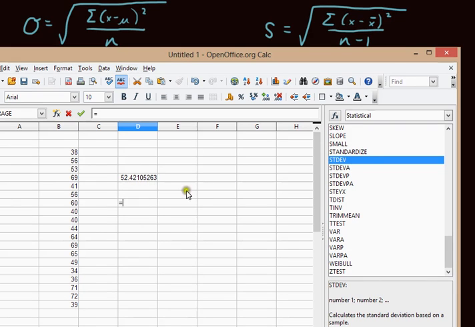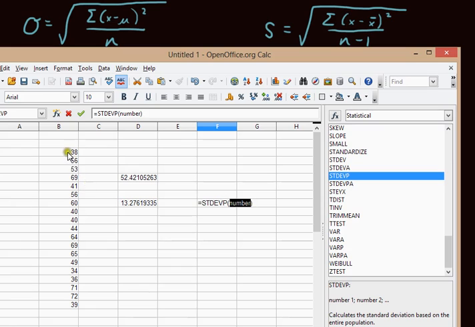If this is a sample and I want the standard deviation, just click Sample Standard Deviation. Click the numbers you want to take. Hit enter. If you want population, equals, take the population standard deviation, select the numbers you're interested in, hit enter. Again, the sample's a little bit bigger than the population because we're dividing by that smaller number. That's all there is to it.